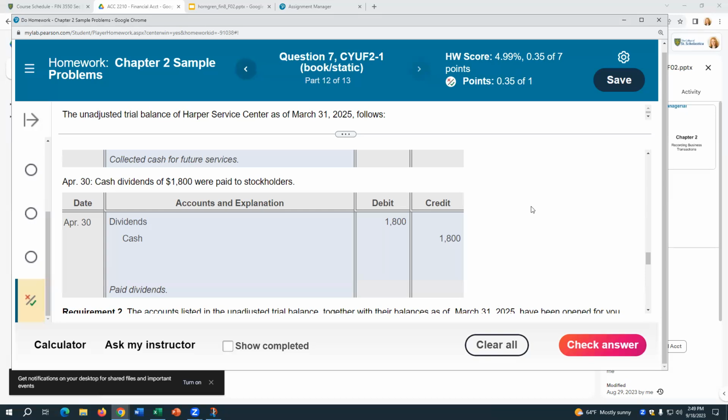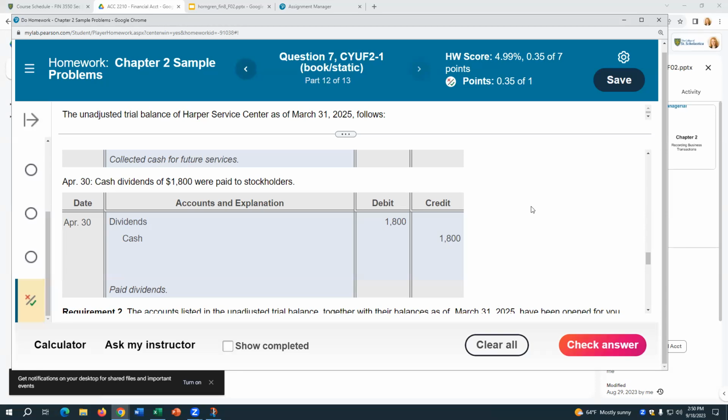Assets are on the left, debits are on the left. If I want my cash to go down, I'm going to go on the right, which is a credit. So then you know the dividend has to be a debit because you're reducing your cash. So anytime you have cash, you can kind of back into what the other side should be, whether it should be a debit or credit based on what you're doing with the cash, right?